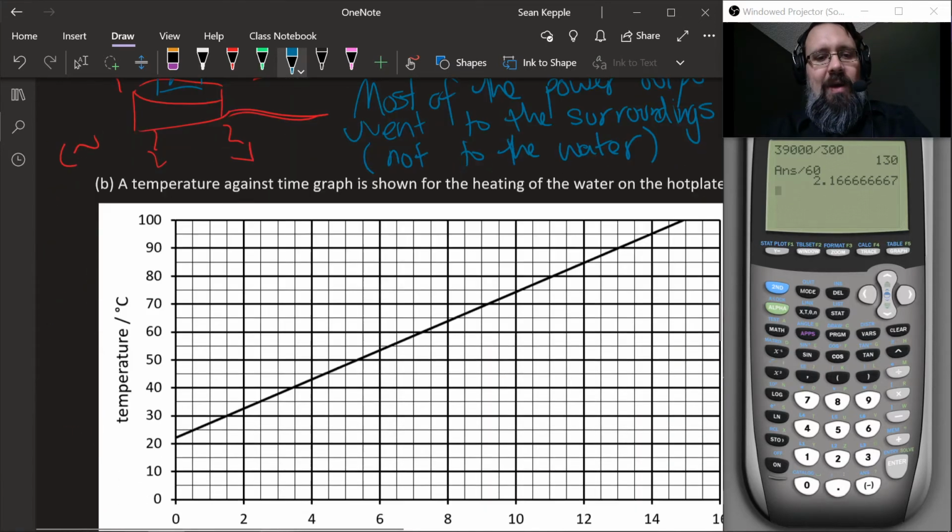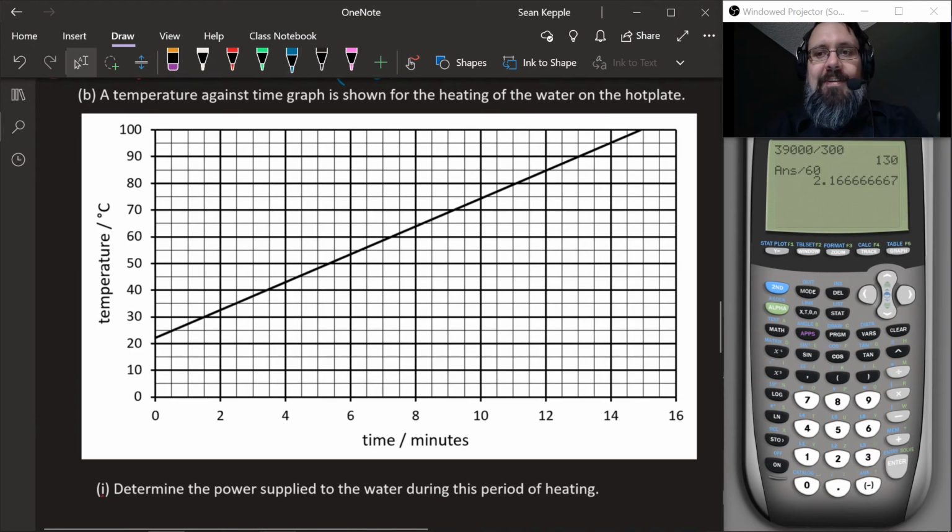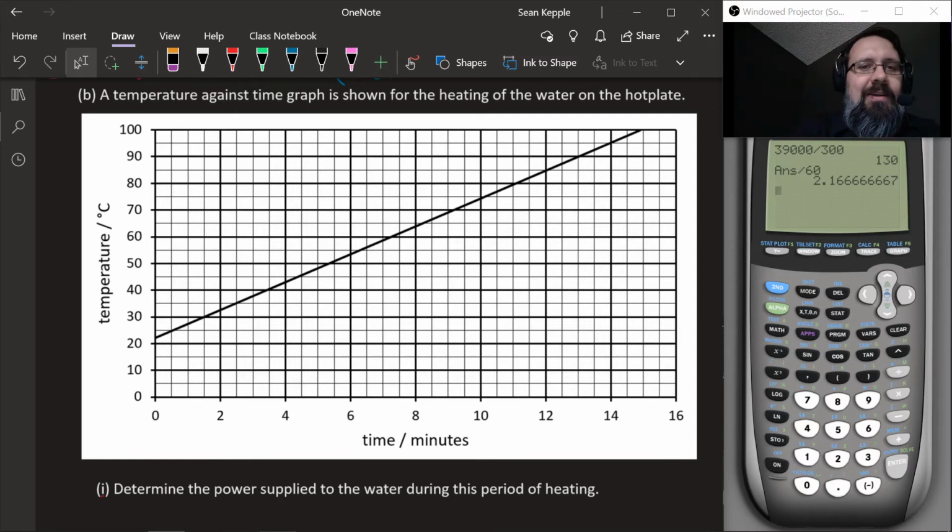And so the way we do that is by looking at this graph. That's the temperature against time graph. So from this graph, we want to be able to deduce the power supplied to the water. So the 300 watts was a drastic overestimate of the power supplied. So we actually want to figure out what the real power supply was.